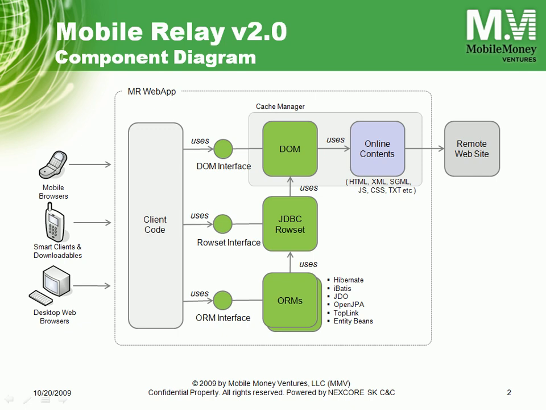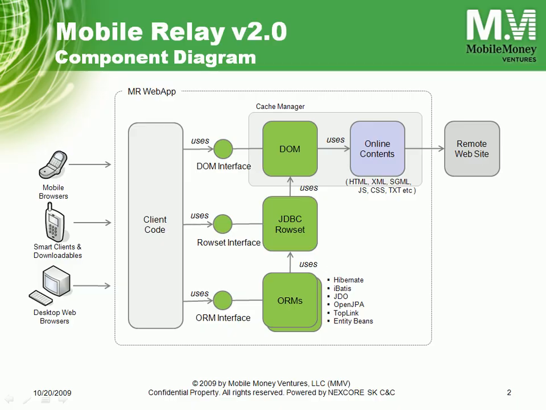Second is the JDBC row set interface using DOM. It provides tabular sets of data to the client. Finally, the ORM interface using JDBC row set provides an ORM model to the client. The ORM model returns objects based on the data access driver. When using iBatis, for example, the ORM interface returns SQL map.